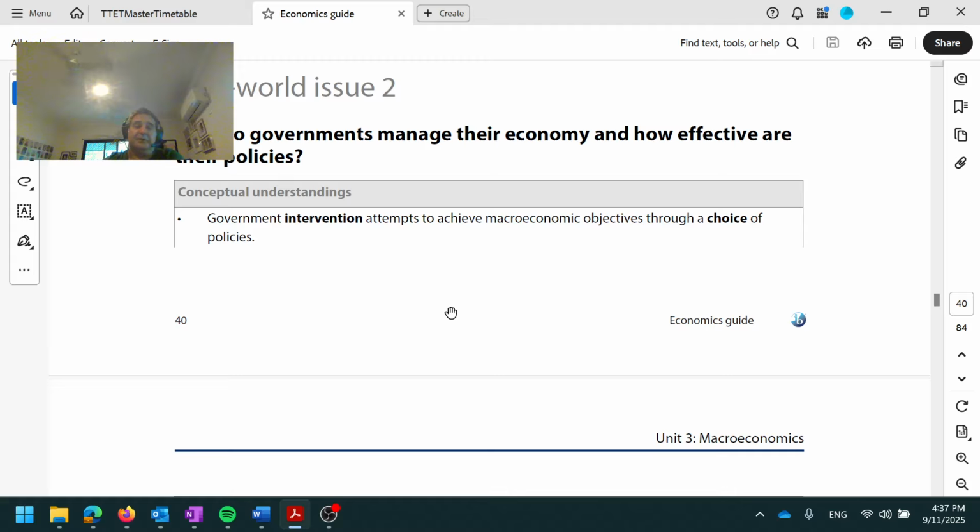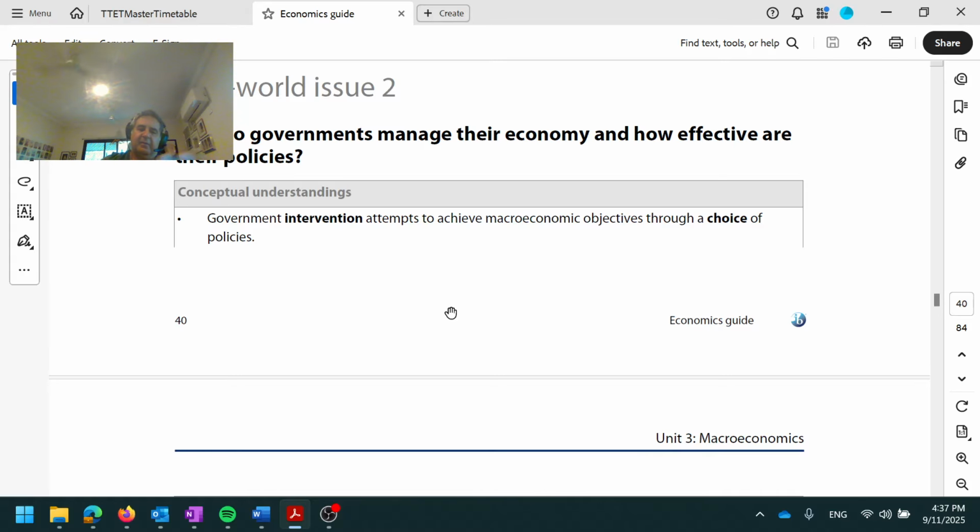Okay, real world issue two. So this is where I think if you're going to get a nice question on part B in the macro unit, this is where it'll come from. Given all these five objectives that we try to achieve at a macroeconomic level, there's a role for government, and we've got to assess or evaluate how effective these policies are in achieving the objectives.